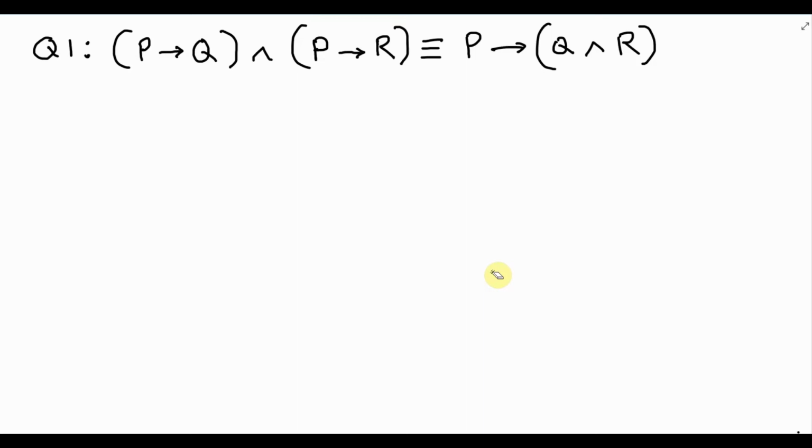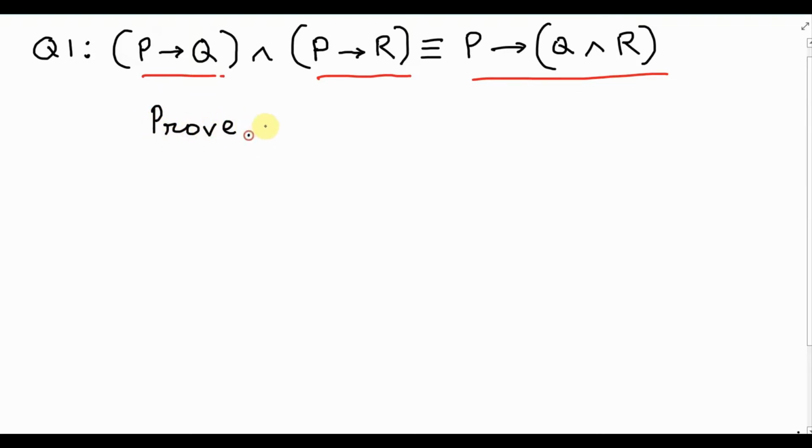In this video, we are going to solve a few problems from propositional logic. We have been given the problem: P implies Q and P implies R is equivalent to P implies Q and R. We have to prove this logical equivalence. There are two methods to do this. One is using a truth table and the other method is the algebraic method.